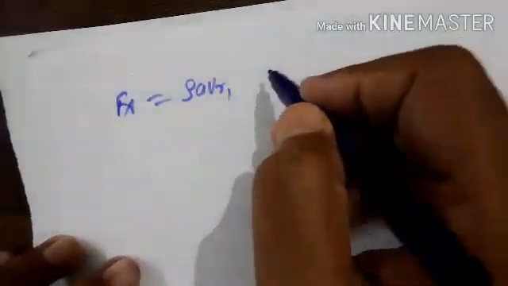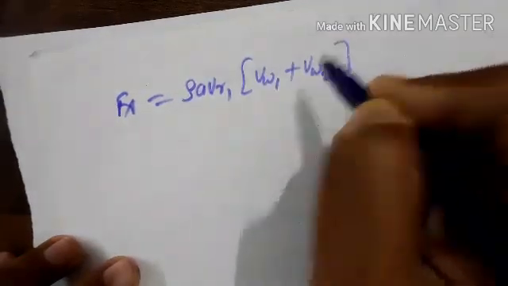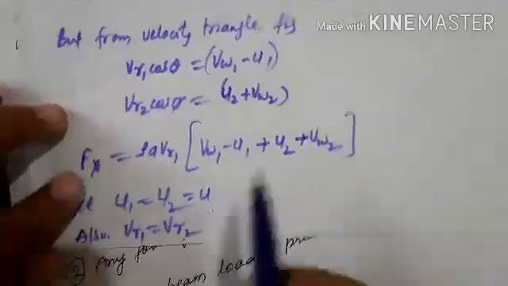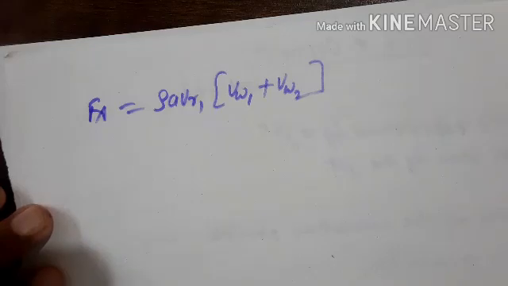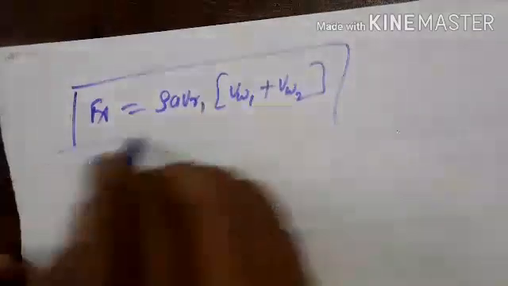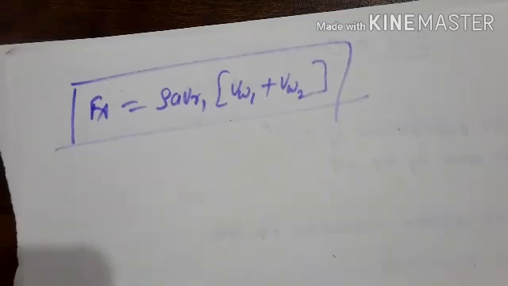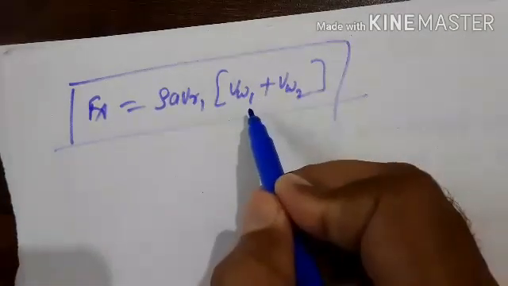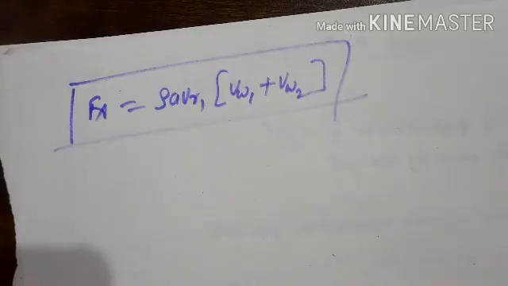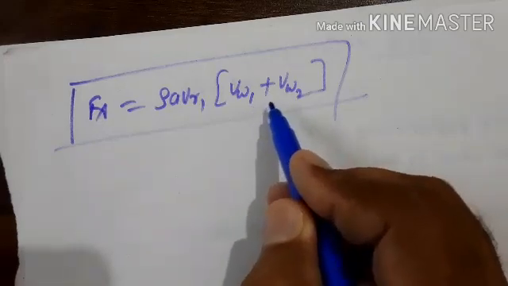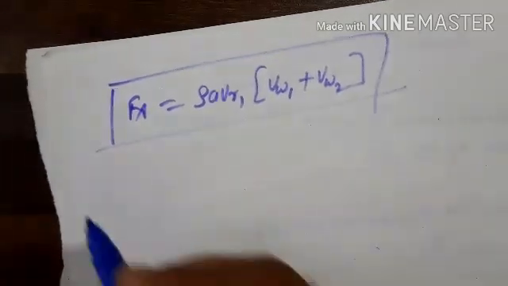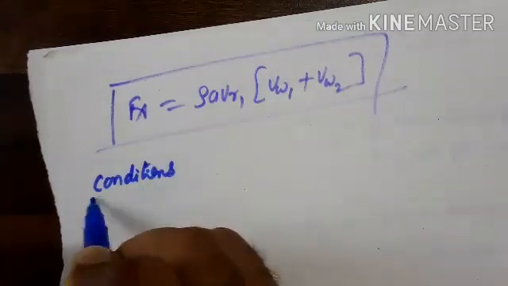Then what equation do we get finally? When you substitute in the above equation, we get Fx equal to rho a VR1 into bracket VW1 plus VW2. Here both will get cancelled when you are assuming U1 equal to U2. You will get rho a VR1 into VW1 plus VW2. This is the equation we get. This is the force in x direction, where VW1 is the whirl velocity at inlet and VW2 is the whirl velocity at outlet.